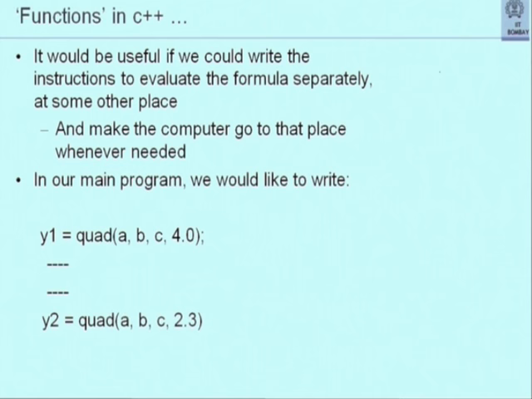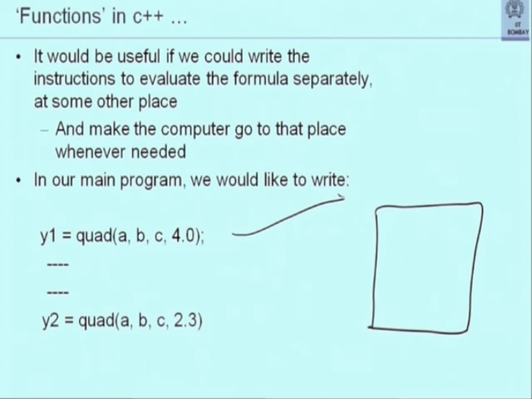Imagine that the function is here. The moment I write a statement y1 is equal to quad(A, B, C, 4.0), what I am saying is, go to this function. Obviously, this is called quad. This is the name of it. I am invoking the function. You know what is invocation? Whom do we invoke normally? God. Say, God, help us. Here we are saying, Mr. Function, help us. The function is standing somewhere else.